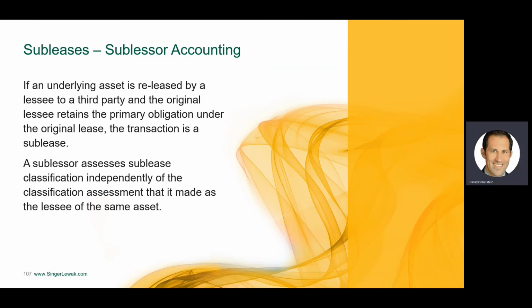From a sublessor standpoint, if the underlying asset is re-leased by a lessee to a third party and the original lessee retains the primary obligation of the original lease, the transaction is a sublease. The sublessor assesses the sublease classification independently of the classification assessment that it makes as the lessee of the same asset. So basically, they would be considered two separate agreements and treated separately regardless of the overall economics between the two. So you would treat your lease as lessee under your normal 842 consideration, and then you would treat your sublease as sublessor as just a normal lessor-lessee arrangement.